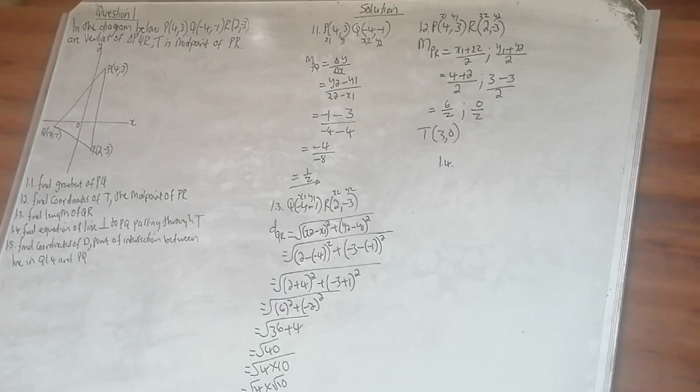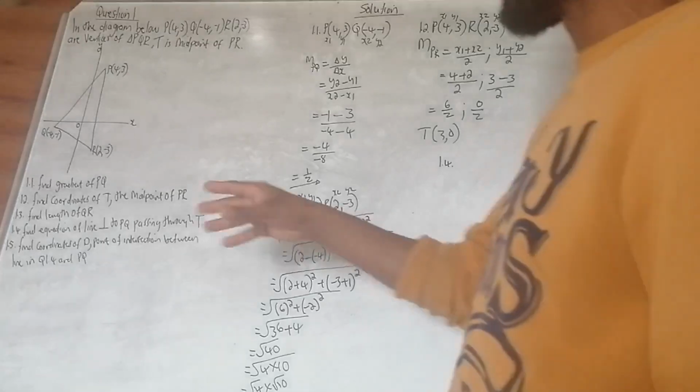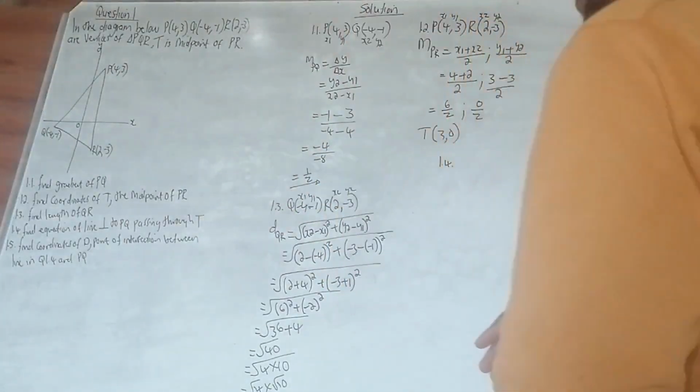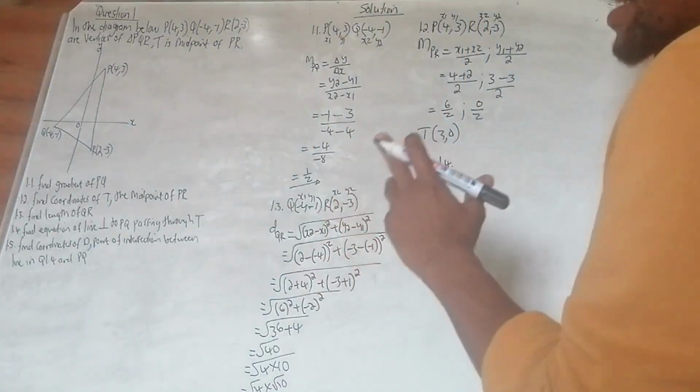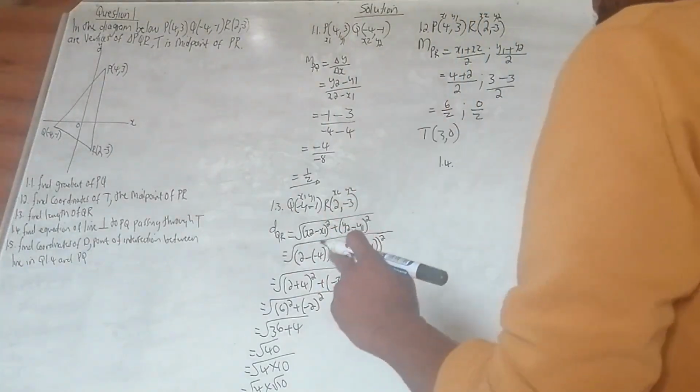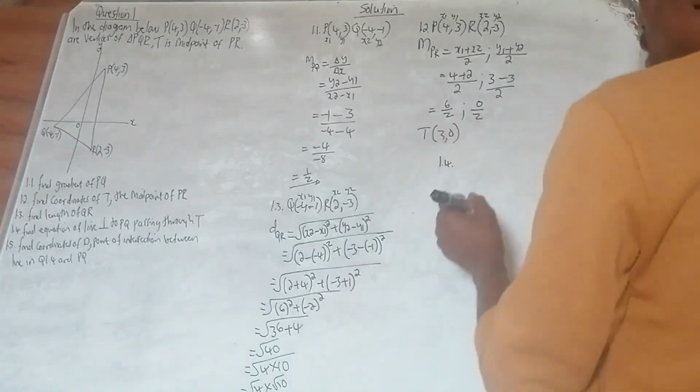And what is it that we know about perpendicular lines? Now, when you take M1 multiplied by M2, you must get -1. But I will explain as we continue. Find the equation of the line that is perpendicular to PQ.